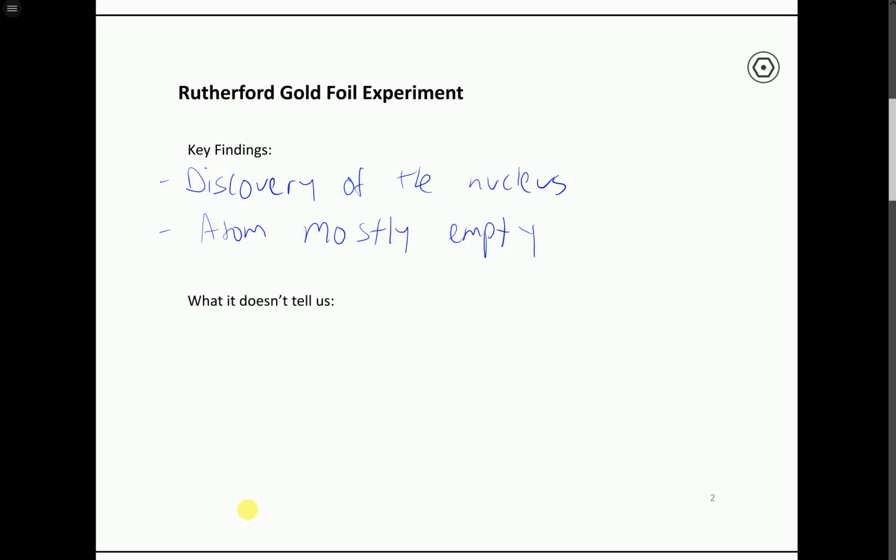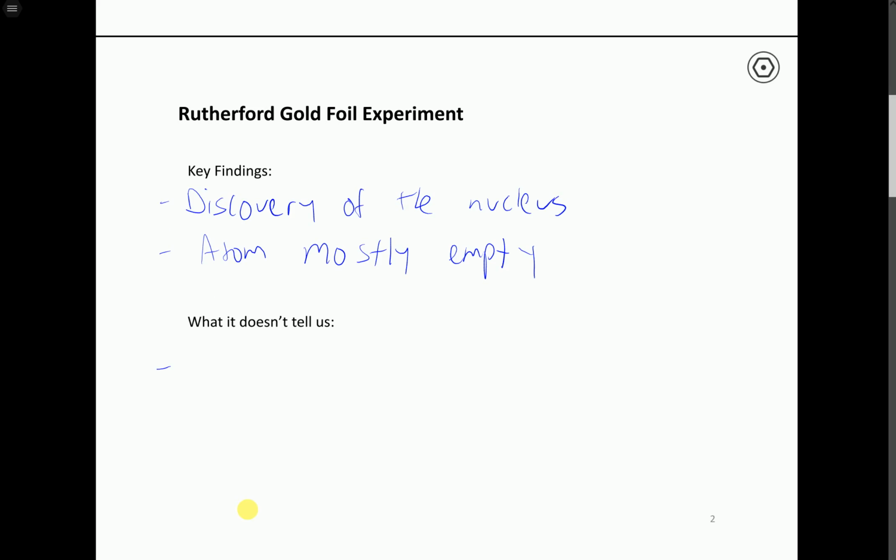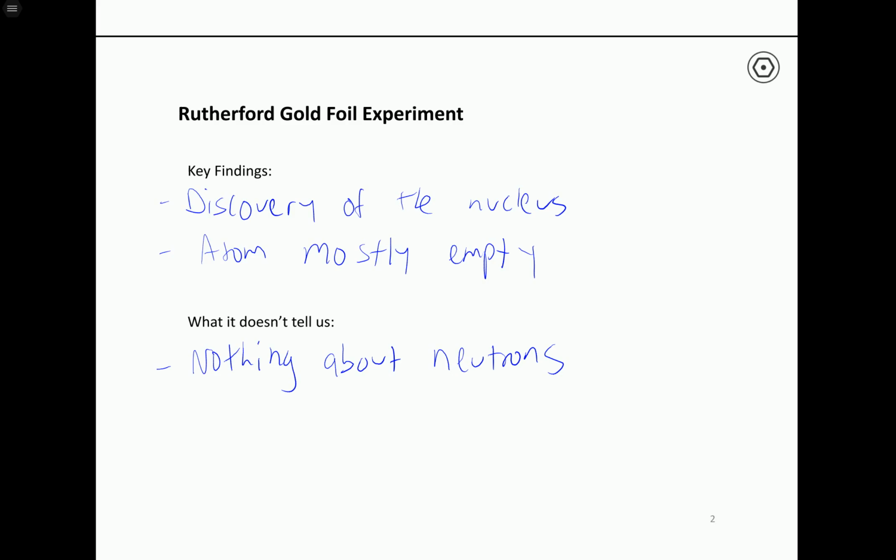Now, a couple things the Rutherford gold foil experiment doesn't tell us. One is that it said nothing about neutrons. The discovery of neutrons came later. We didn't really get into details of that because it's a lot of nuclear physics that are beyond the scope of this course. But Rutherford's experiment didn't directly prove the existence of neutrons. That came much later. So we know that all the positive charge and most of the mass for the atom is localized in the nucleus now, but neutrons, nothing directly said about those with this experiment.